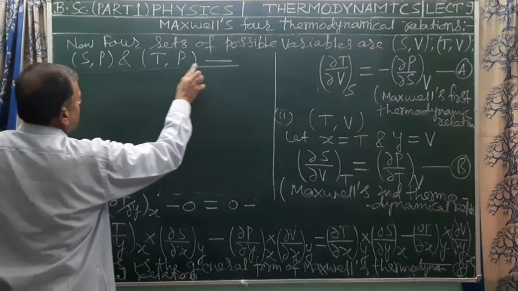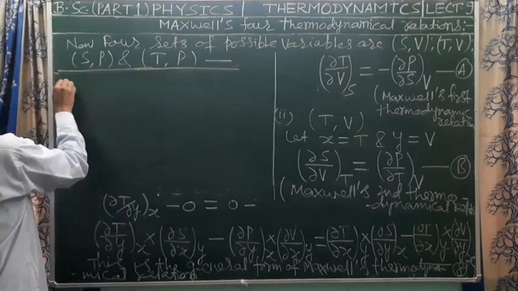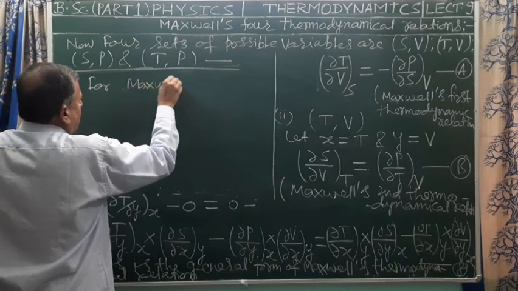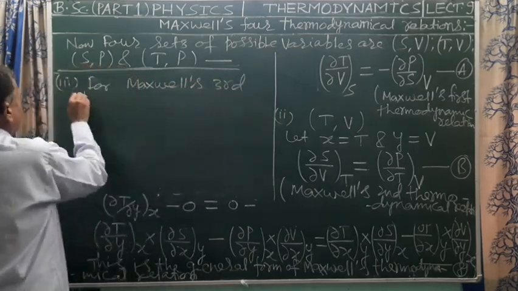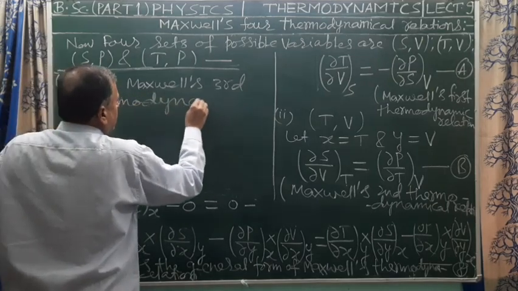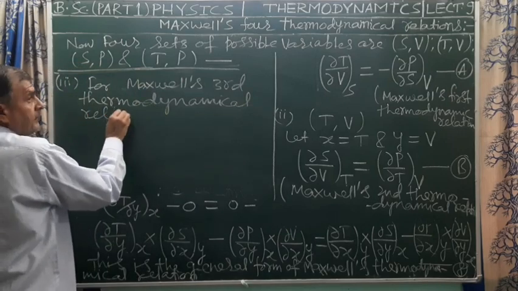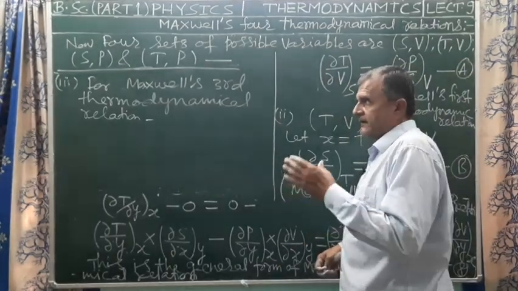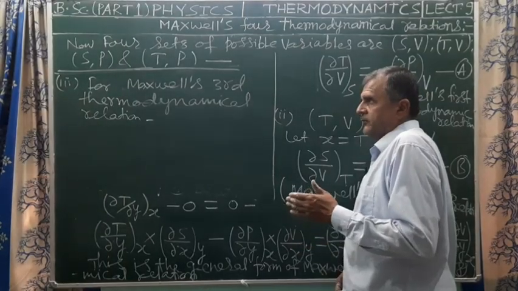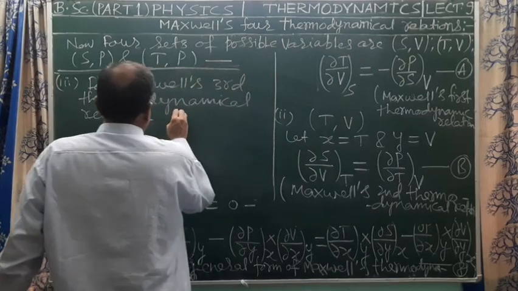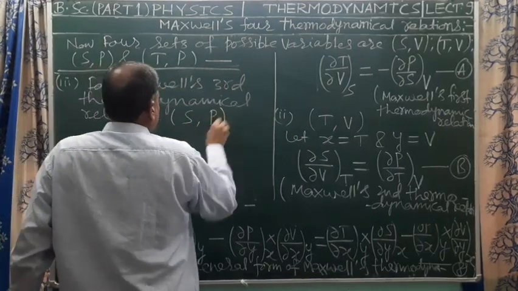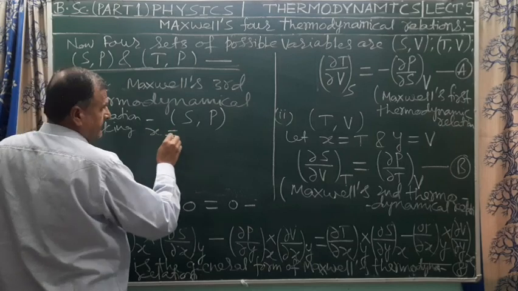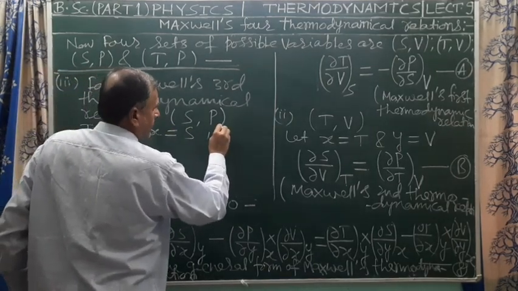Now to obtain Maxwell's third thermodynamical relation, we have to take the third set of two variables, S and P. So the two variables are S and P, taking variable x equal to S, entropy, and y equal to P.